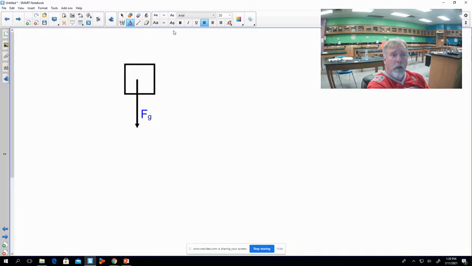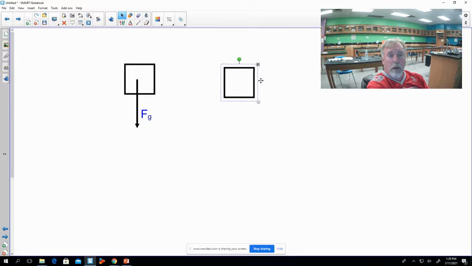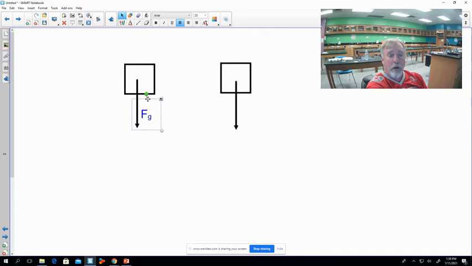Now, we could take this whole idea a step further. Let's take our box again. And let's say that it's falling, but this time let's not ignore the air resistance. So let's put everything in here. Again, we still have gravity acting on our box, so let's put in our force due to gravity.